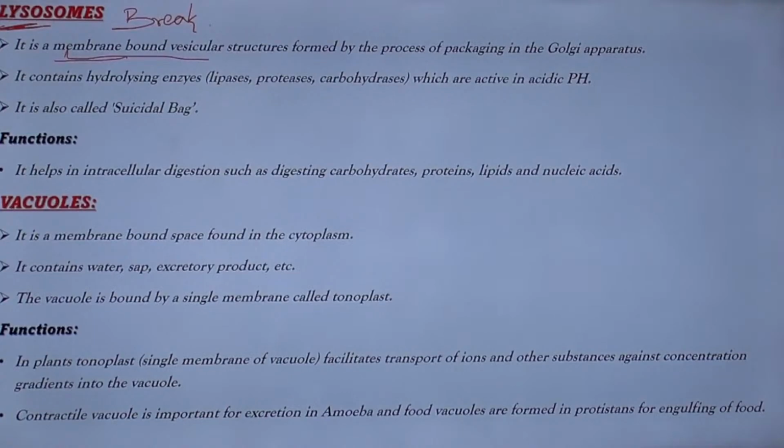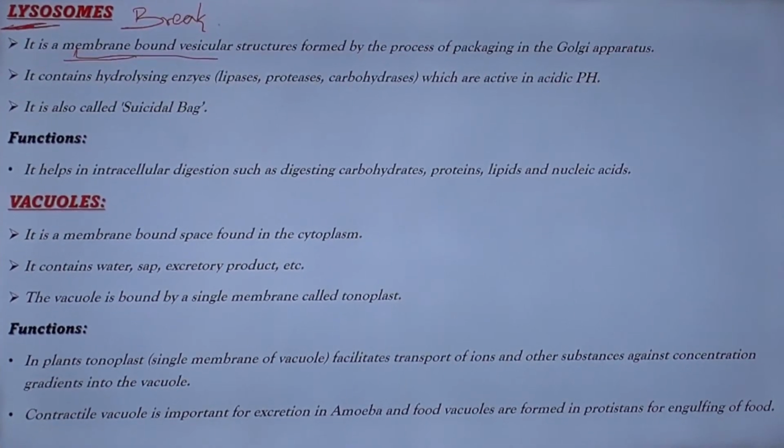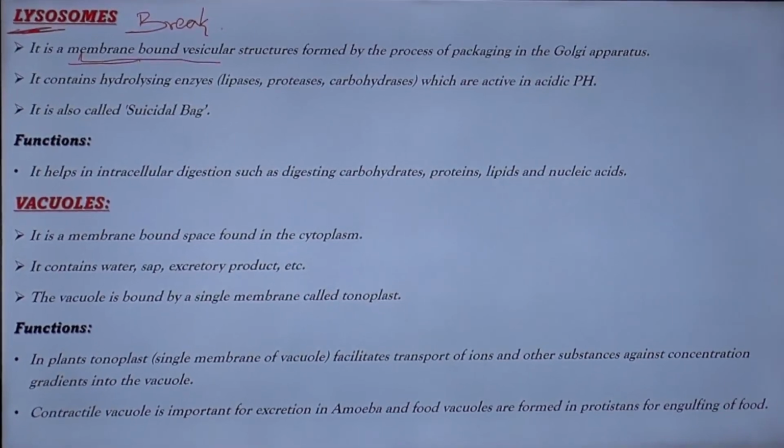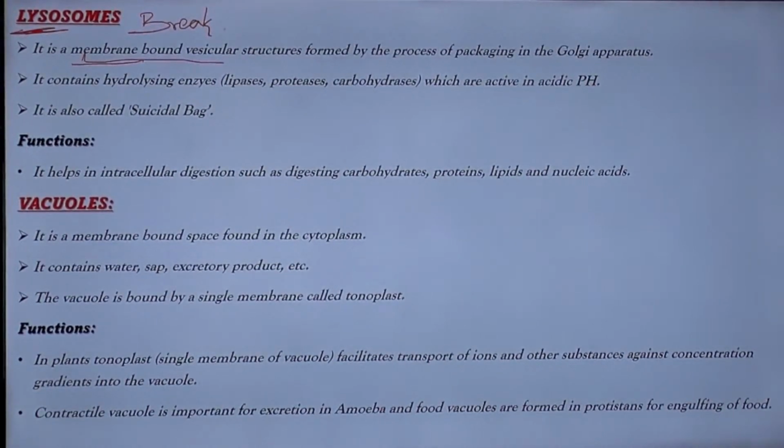So lysosomes are formed by packaging in the Golgi apparatus. The Golgi apparatus is a packaging material that packs many materials, and helping with that is the lysosome. This lysosome contains hydrolyzing enzymes. What are hydrolytic enzymes? Hydrolytic enzymes break down things, like lipase, protease, and carbohydrases.